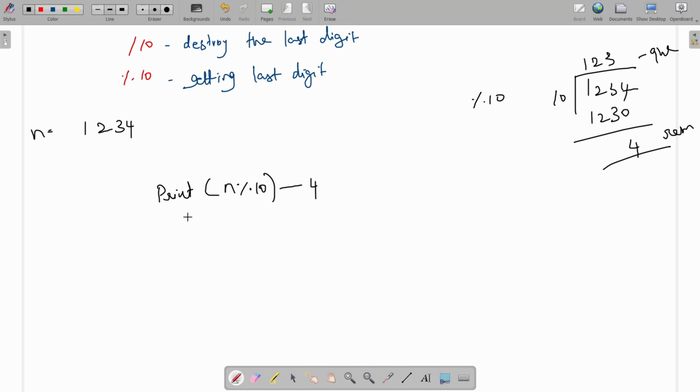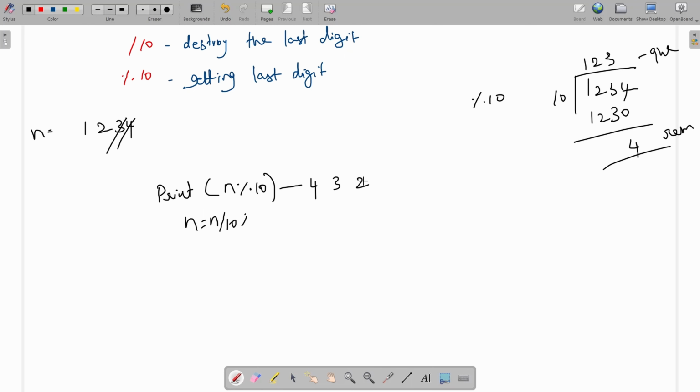So I am saying n equal to n by 10. That's it. Now my number will become 123. In this 123, I need the last digit. How can I take it? n mod 10. If I do mod 10, I will get the last digit. Once I get the last digit, I don't want it again, so I am going to destroy it with n equal to n by 10. Now my number becomes 12. In this 12, I need the last digit. What is my last digit? 2. So n mod 10, I have got this 2.